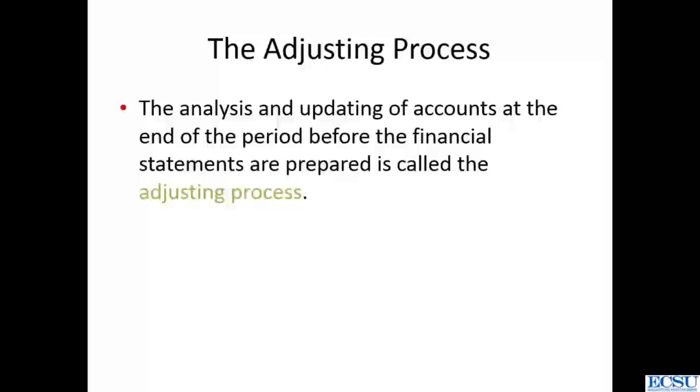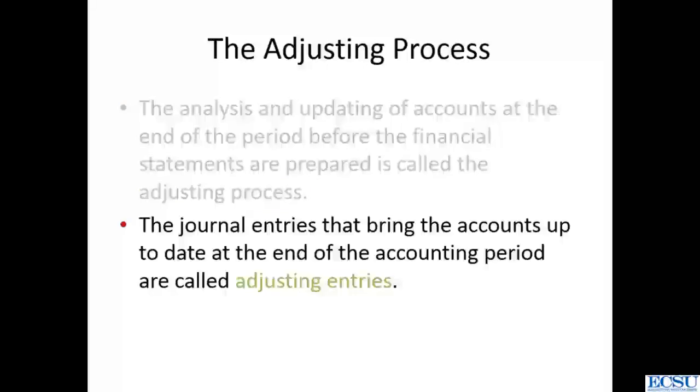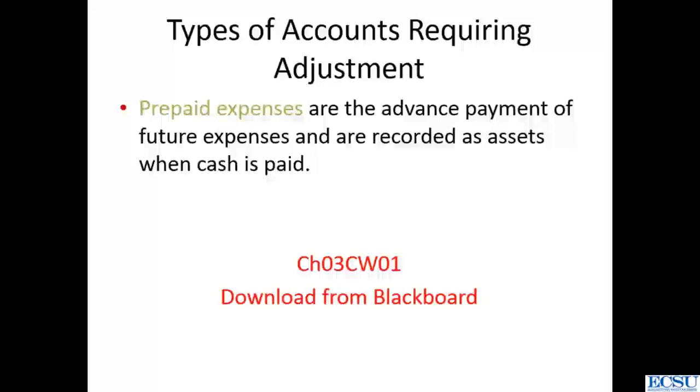So, in other words, the adjusting process involves updating the books of accounts at the end of the accounting period whenever we prepare the financial statements. And whatever journal entries we prepare, we will be calling those adjusting journal entries. In the first two chapters, we talked about general journal entries. General journal entries are not for some particular purpose, but adjusting entries are to update the books of accounts. So therefore, we call them adjusting entries.